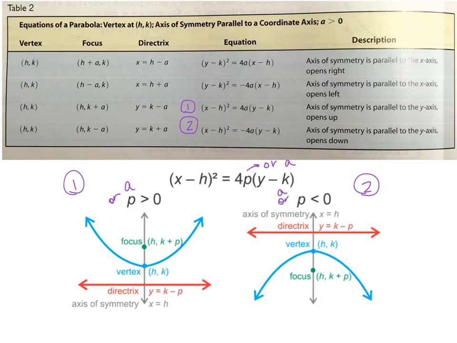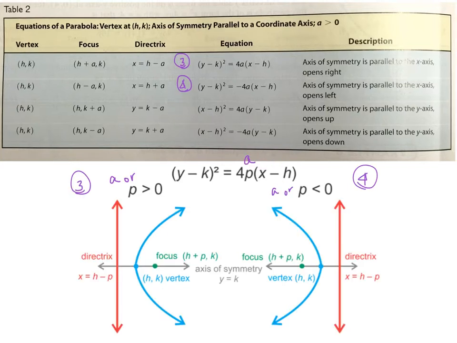So let's take a look at two parabolas that open up and open down. Notice that all I do here is subtract my h, subtract my k, the 4a and the negative 4a, the squares, they're still there. It's just that this now has to deal with the h and the k.